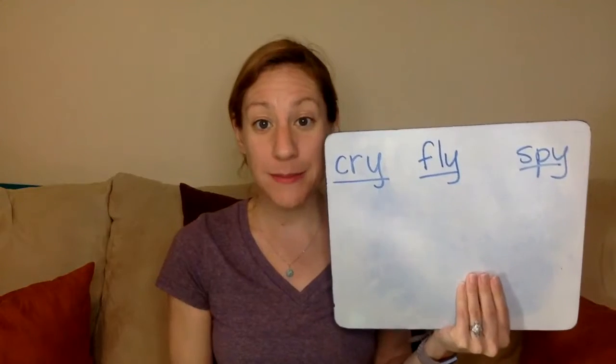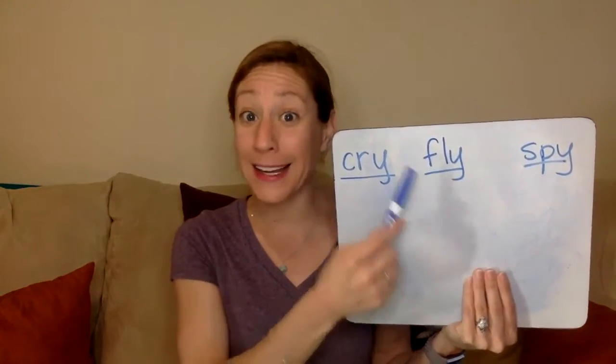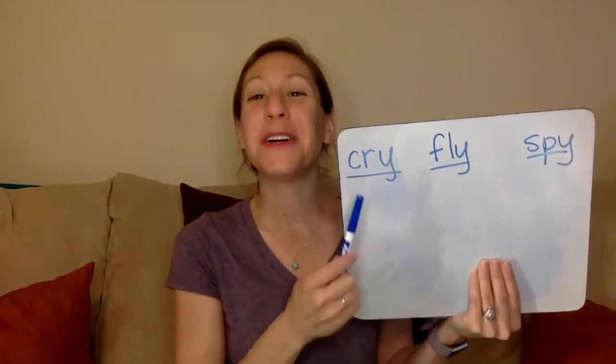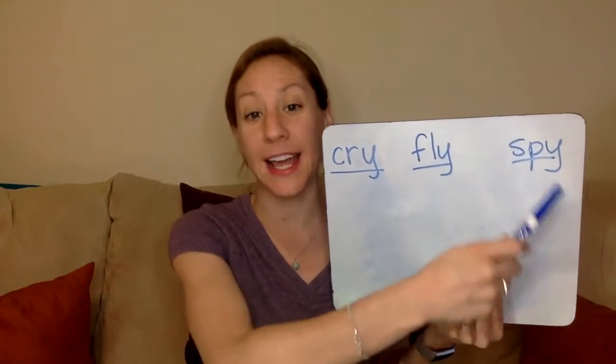Now, these words are a little bit special when we are writing them and using them in their different forms. So, when one of those Y ending long I words is a verb and you're trying to use it in a different way, like a different tense, you need to change that Y. So, I'm going to show you. Here are some examples of long I, Y at the end of the word words. Cry, fly, and spy.